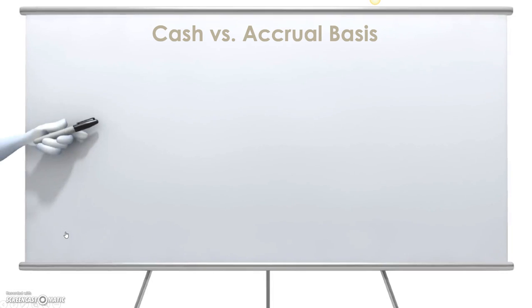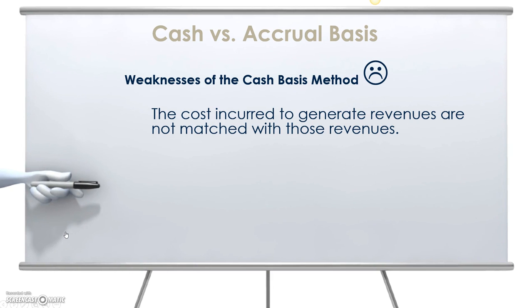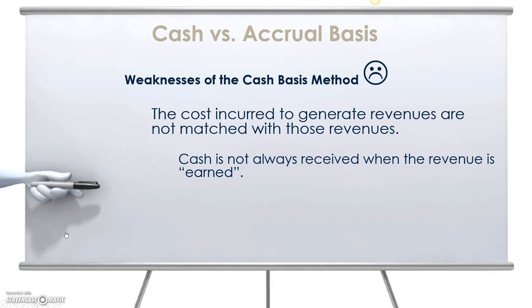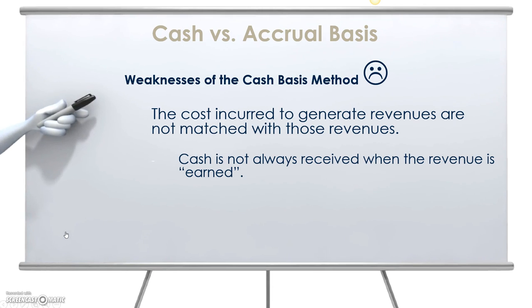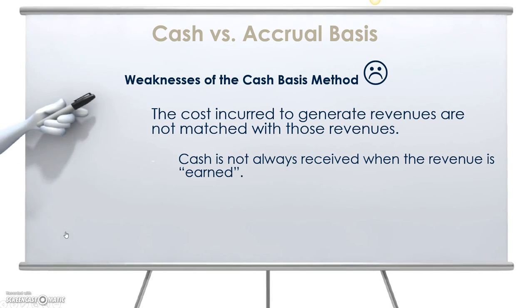However, the cash basis has some inherent weaknesses. For instance, the costs incurred to generate revenues are not matched with those revenues. Cash is not always received when the revenue is earned. We know this is true because sometimes our company might go out, perform services, and then bill the customer on account. So the service might be performed today, but the payment might not be received for another month, or maybe even 2 months.